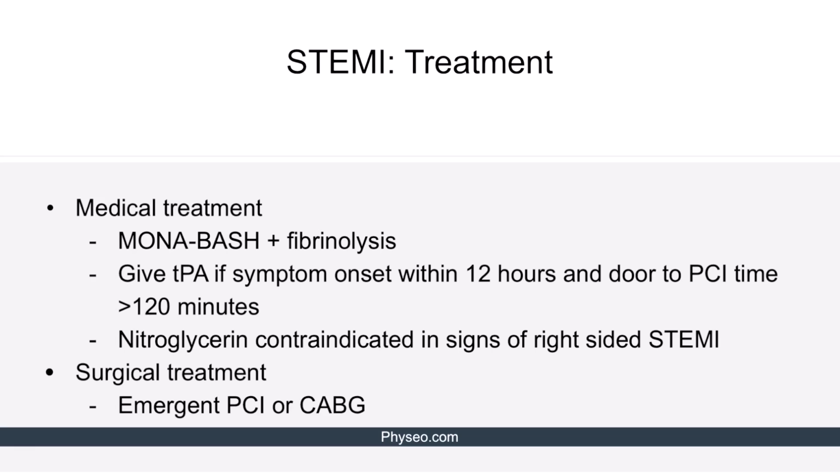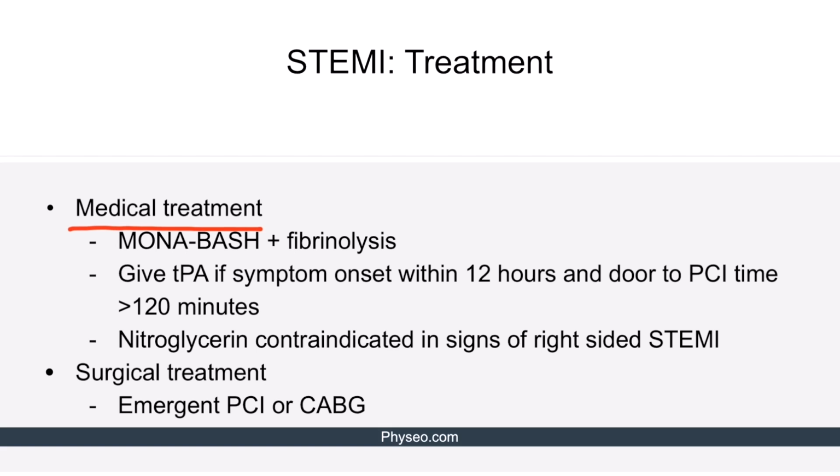The main difference between management of NSTEMI and STEMI is the emergent need for fibrinolysis and cardiac catheterization. TPA, such as tenecteplase or alteplase, should be given only in instances when patient arrival to cardiac cath PCI time, referred to as door to balloon time, is estimated to take greater than 120 minutes and the symptom onset was within 12 hours. Otherwise, PCI or CABG is preferred, and we'll talk about how to select which interventional therapy on the next slide.